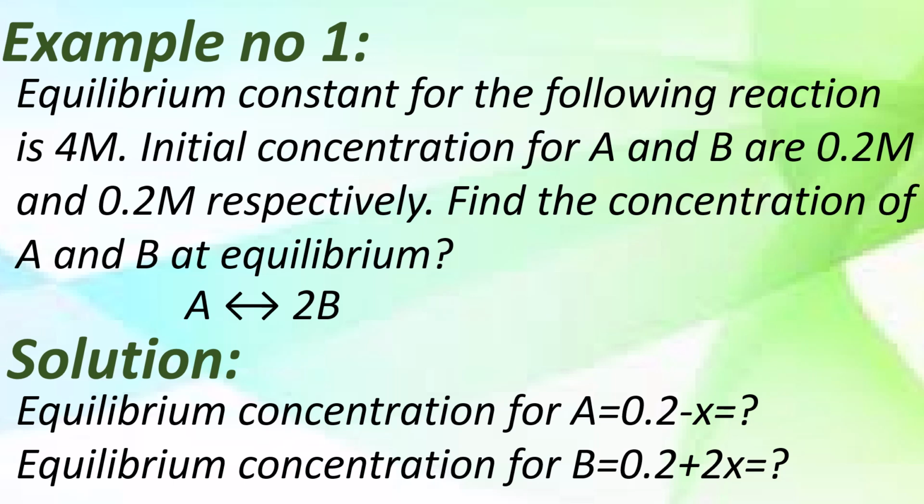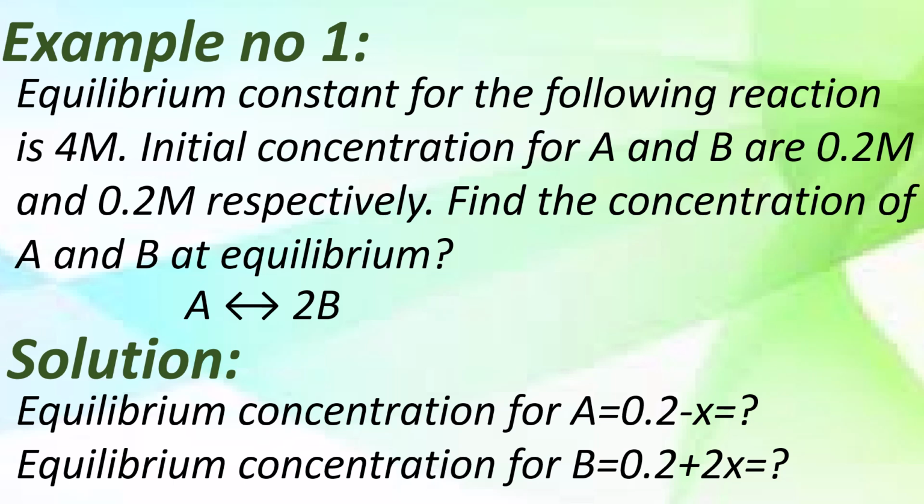So the equilibrium constant for the reaction is given 4 molar. Initial concentrations of A and B are 0.2 molar, 0.2 molar. We have to find the concentration of A and B at equilibrium. Firstly, solution. The initial concentration of A is 0.2 molar. So some amount of X is converting into product. So the equilibrium concentration for A is 0.2 minus X. We have to find this value.